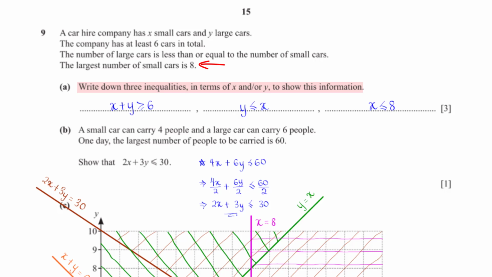The largest number of small cars is 8. This means that the number of small cars, which is x, does not exceed the number 8, and so it is less than or equal to 8.